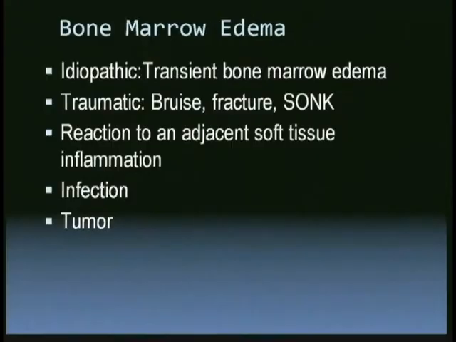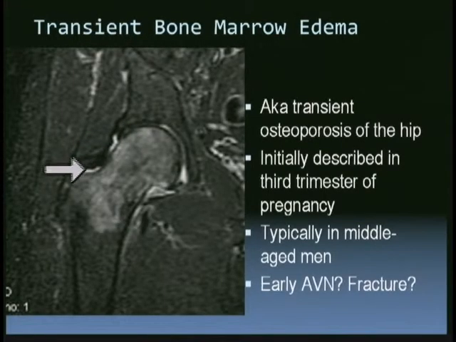Now bone marrow edema can also be seen. I'll show different diseases. Some of them Dr. Resnick showed in his previous lecture. So transient bone marrow edema, previously also known as transient osteoporosis of the hip, was initially described in the third trimester of pregnancy, now typically seen in middle-aged men. And now is it early avascular necrosis, a fracture?